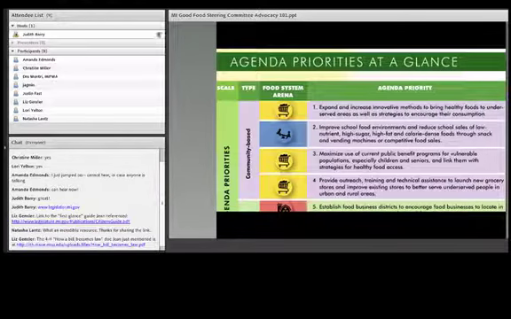Now, the next, if you look at number 2 in the Good Food Charter: improve school food environments and reduce school sales of low nutrient, high sugar, high fat, and calorie dense foods through snack and vending machines or competitive food sales.